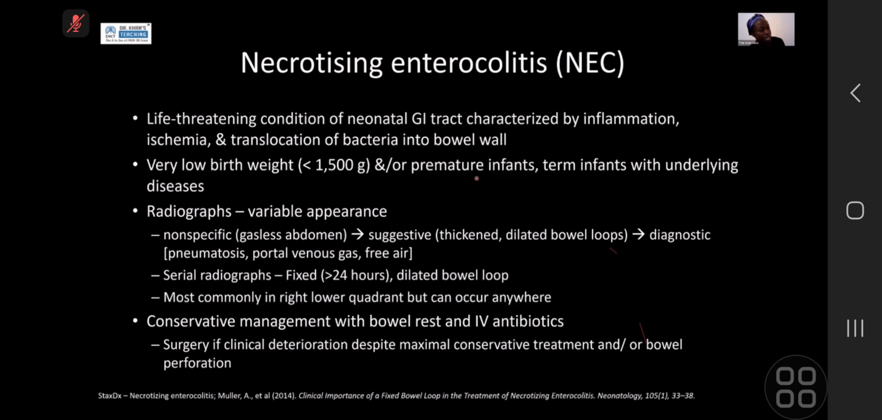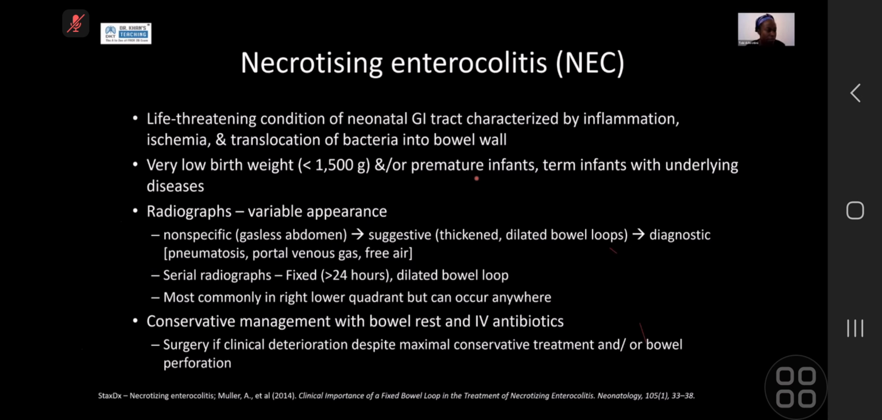So what is necrotizing enterocolitis? Well, it's normally present in very low birth weight or premature infants. And in the UK, we're now seeing babies going into the neonatal intensive care unit at 22, 23 weeks. So these patients are under a kilo and they're at very high risk of developing NEC. We do sometimes see it in term infants who have other underlying conditions that put them at risk of GI tract inflammation and ischemia. And what happens is they get inflammation of the bowel and translocation of bacteria into the bowel wall.